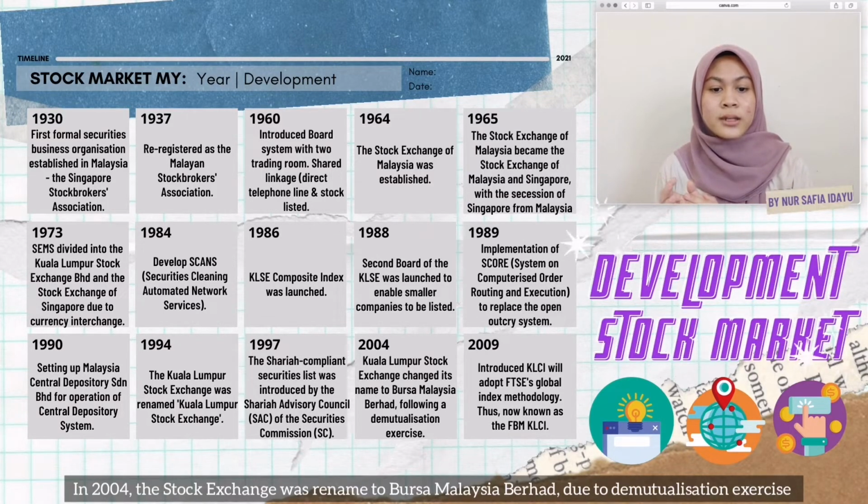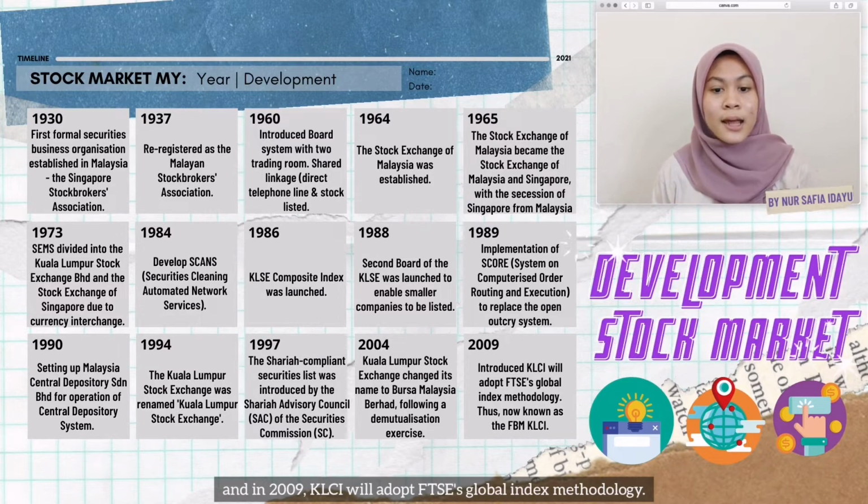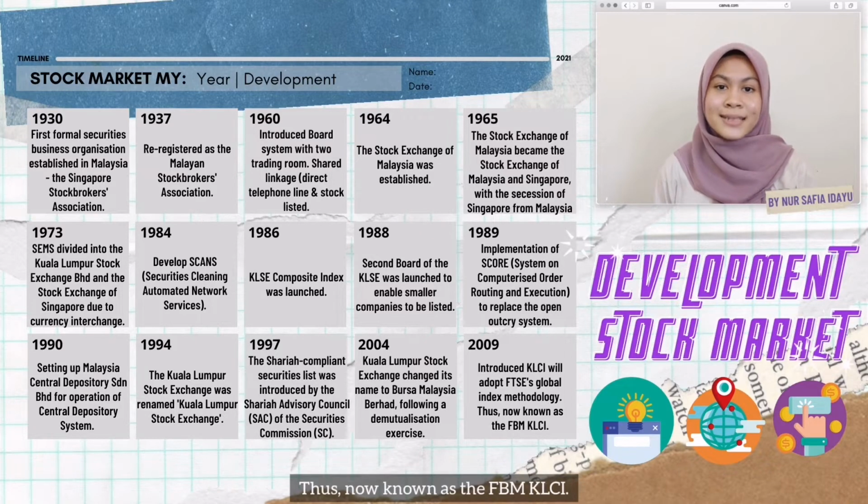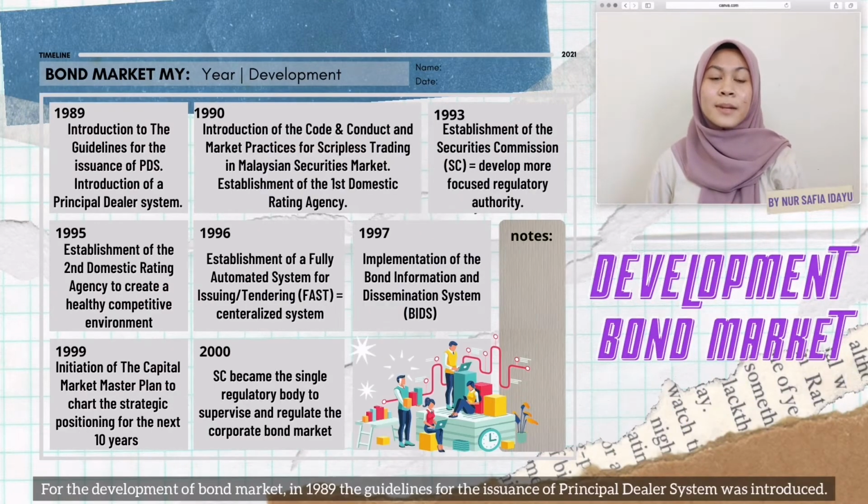In 2004, the stock exchange was renamed Bursa Malaysia Berhad due to the demutualization exercise. And in 2009, the KLCI adopted the FTSE Global Index methodology and is now known as the FTSE KLCI. Now, for the development of the bond market, in 1989, the guideline for the issuance of the principal dealer system was introduced.